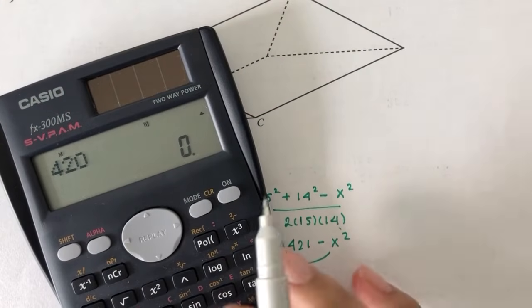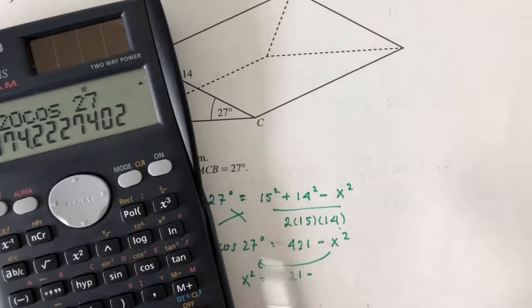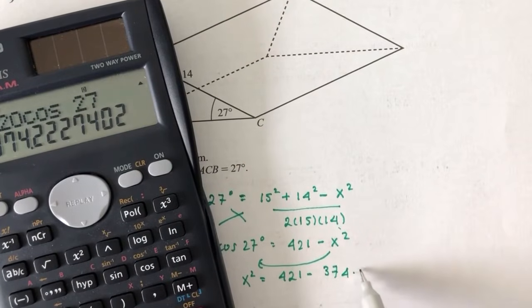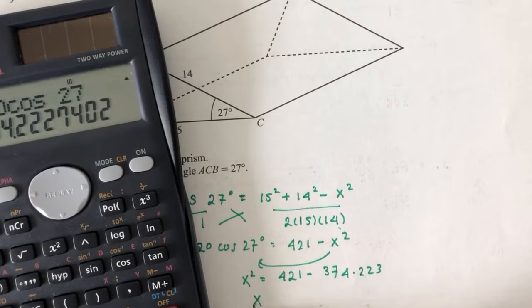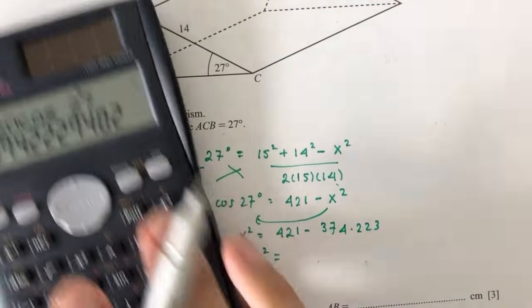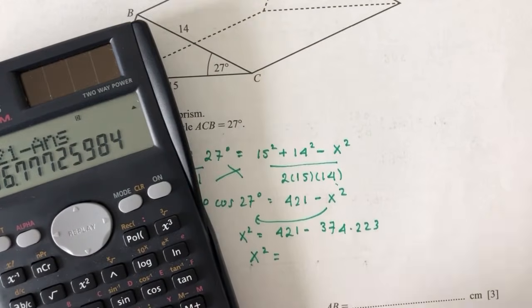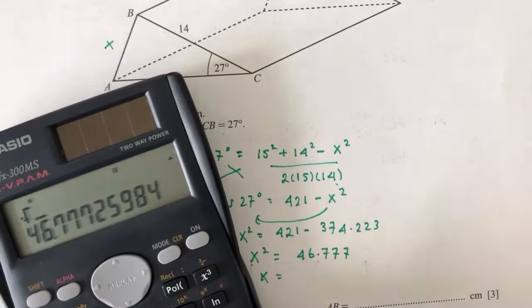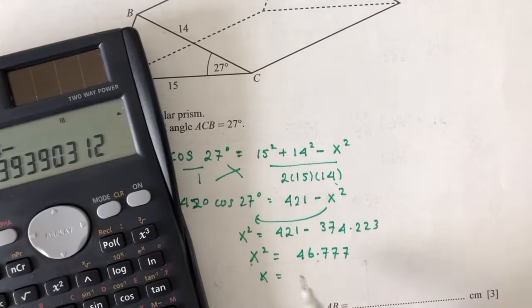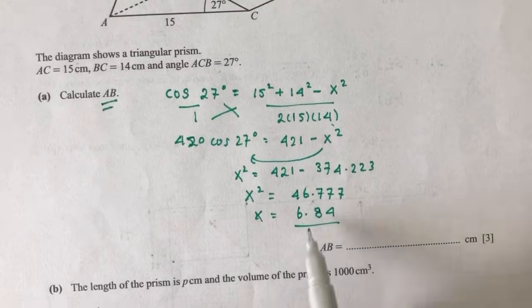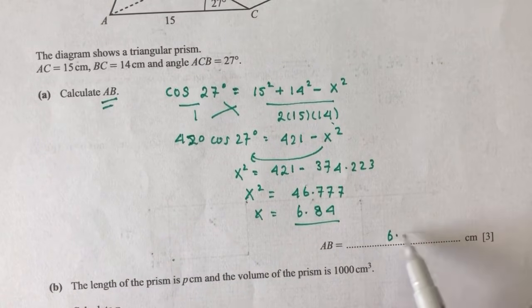So 420 times cos 27, that will be 374.223. So x squared will be 421 minus this answer. We'll have 46.777. So x will be the square root of this. So square root of the answer will be 6.84, correct to 3 SF. So your answer for part A, AB will be 6.84 correct to 3 SF.